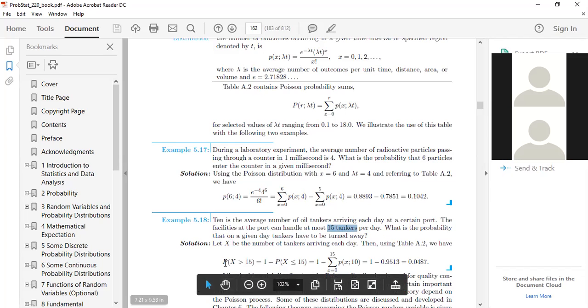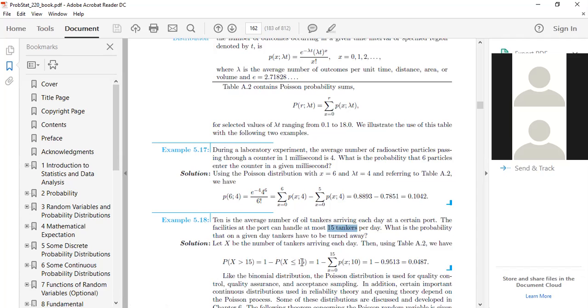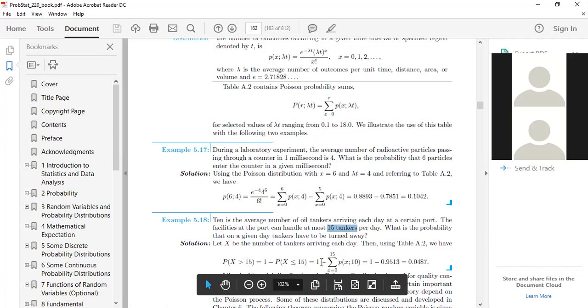Means I can start like this: the probability of x greater than 15 is 1 minus the probability of x less than or equal to 15, because 15 tankers can be occupied on the port. That's why the equality sign will be over here. So 1 minus the sum over x equal to 0 to 15 of p(x; 10), right?